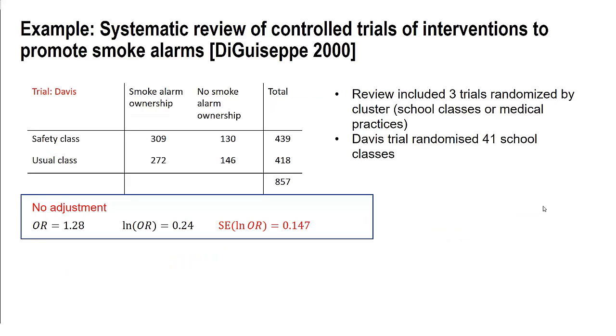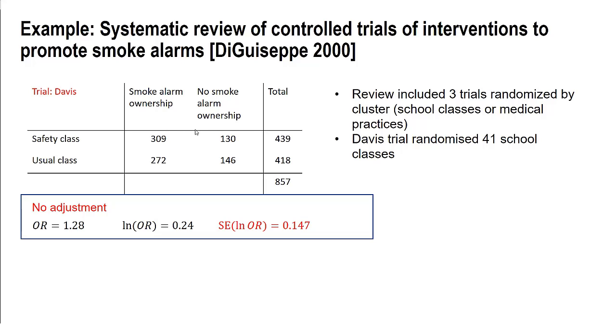So let's have a look at a particular example here. This was a systematic review of controlled trials of interventions to promote smoke alarms. And the review included 3 trials randomised by cluster. Some of them were school cluster randomised trials, so they were randomising schools, and in others they were randomising medical practices. And this is just one trial, the Davis trial, which included 41 classes. So they randomised those classes. And what they had was an educational intervention, a safety class or a usual class. And then at the end of it, they measured smoke alarm ownership here.